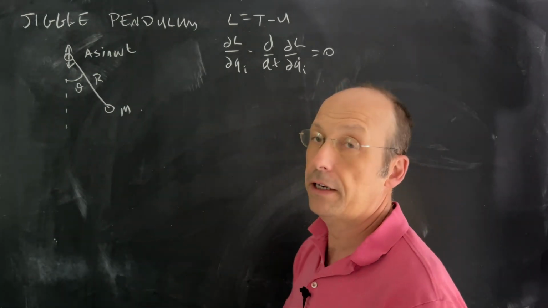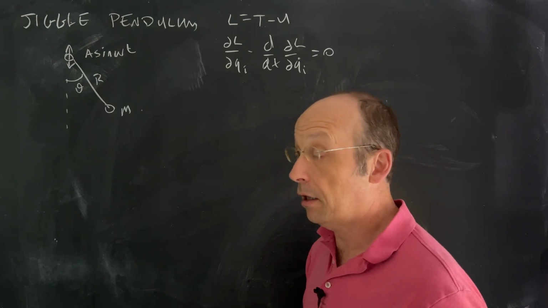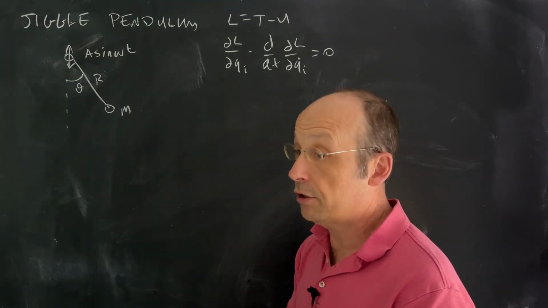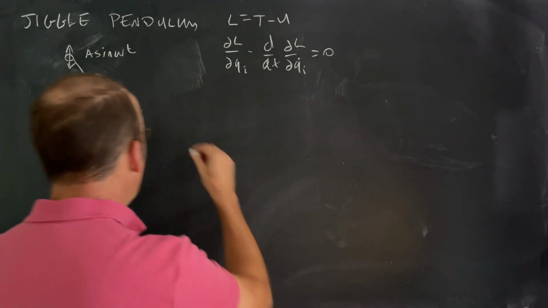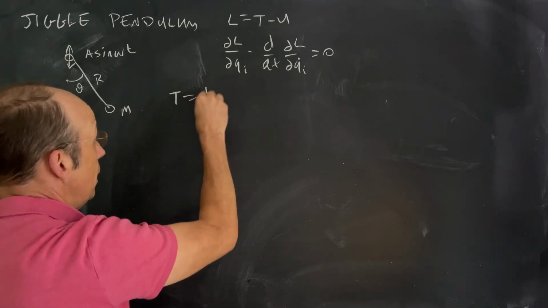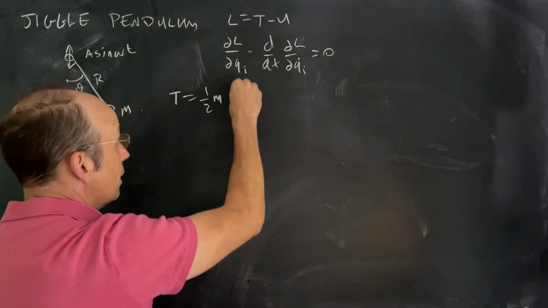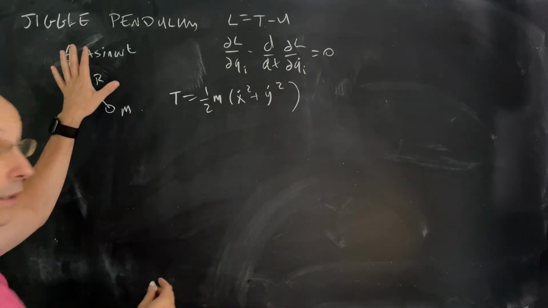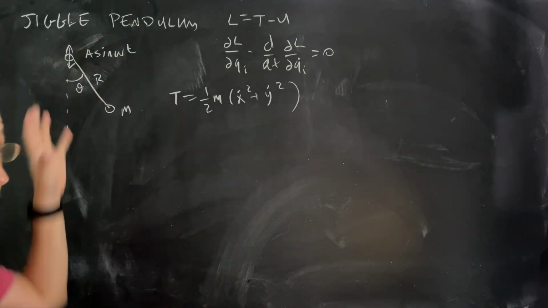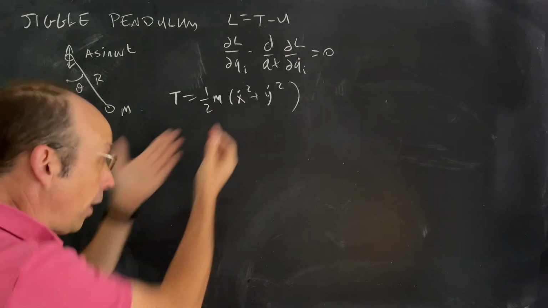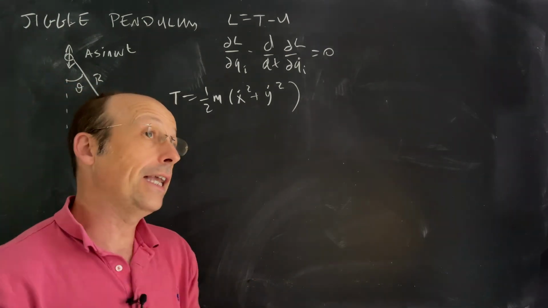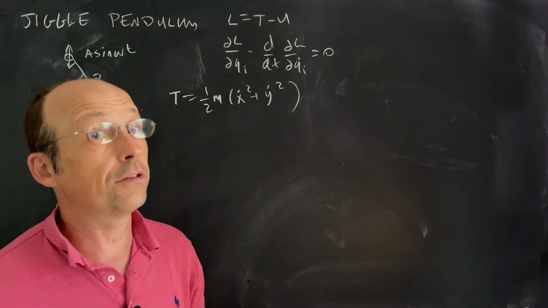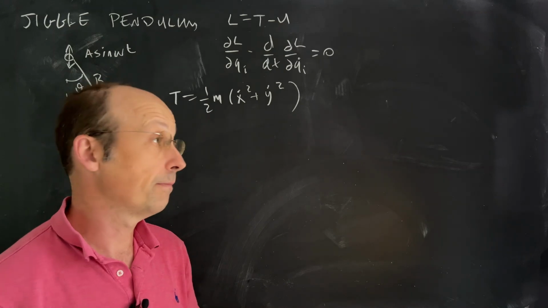Okay, so we want to write down the Lagrangian. Just like with the pendulum, in order to write down the Lagrangian, we have to write down the kinetic energy. And we're going to write down the kinetic energy in terms of Cartesian coordinates because that's what we know, right? I can't just write down the kinetic energy of this as it is. I don't know how to do that. But if I can get a relationship between Cartesian coordinates and my variables, I'm going to be good to go.